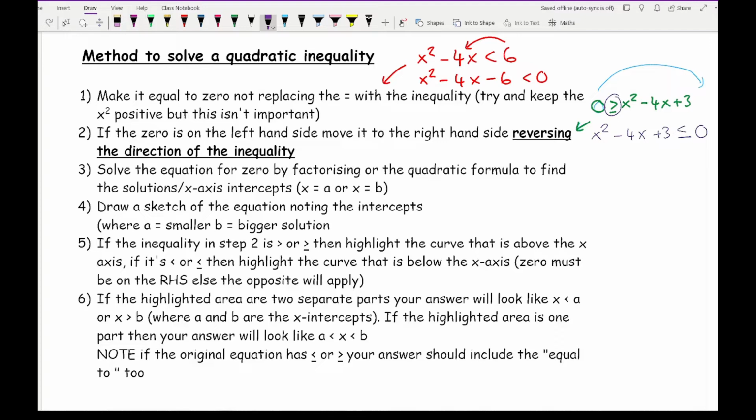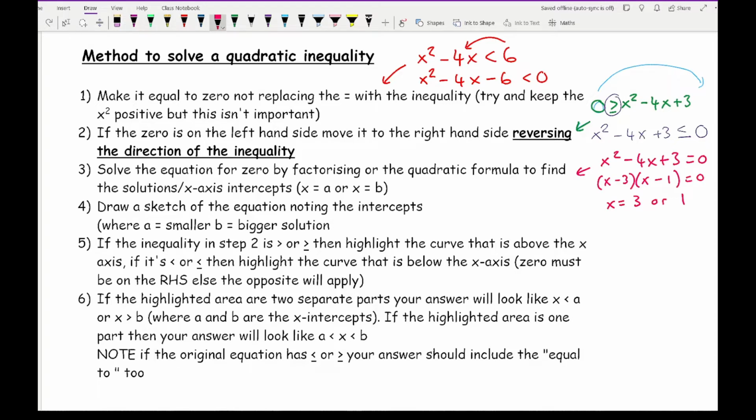Step 3 then says solve the equation for 0 by factorizing or the quadratic formula to find the solutions, or the x-intercepts, where x equals 2, potentially and most commonly 2 values. So what you then want to do for this step is to go on and solve it. Here I've got x squared minus 4x plus 3 is equal to 0. Does that factorize? I believe it does. So if I had x minus 3, x minus 1 equals 0, my two answers there would be positive 3 or positive 1.